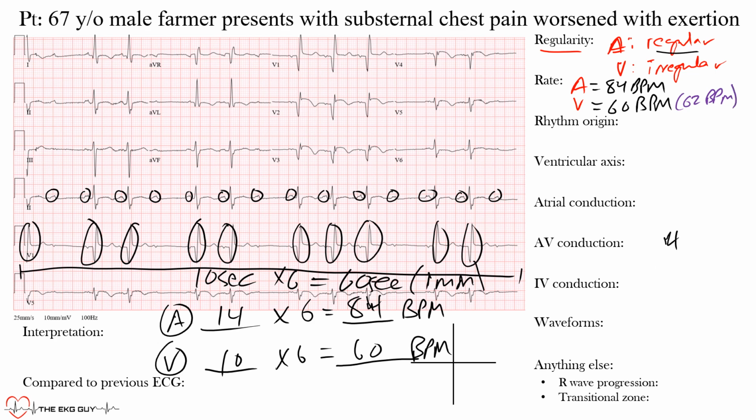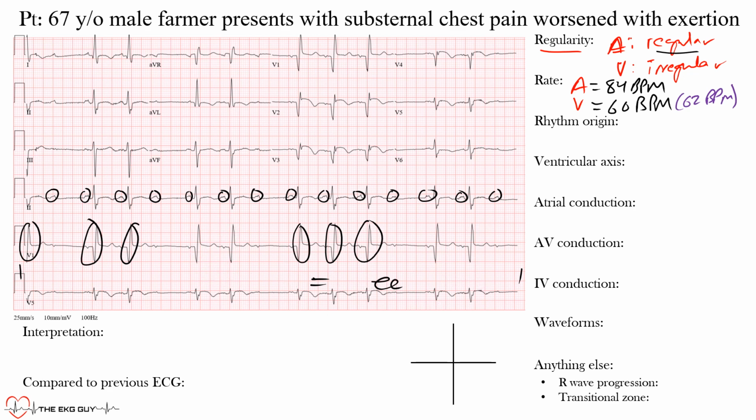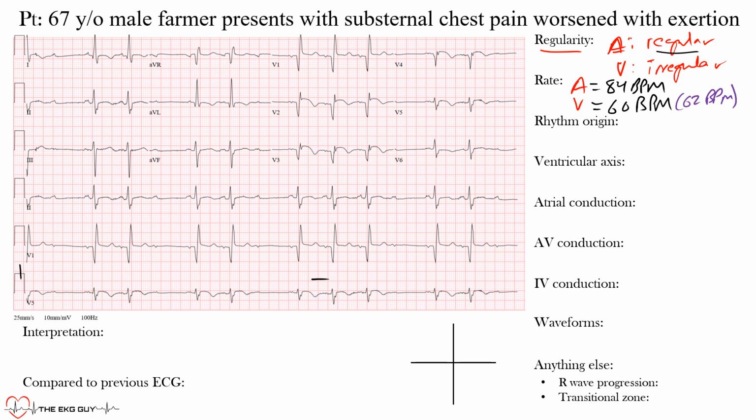All right, so hopefully that makes sense. So far we have two different rates that we found. We found the atrial rate; remember, for atrial rate you want to use the P waves. For ventricular rate, you want to use those QRS complexes. You could also use T waves because they represent ventricular repolarization. So next we want to look at the rhythm origin. Where is the rhythm actually originating from?